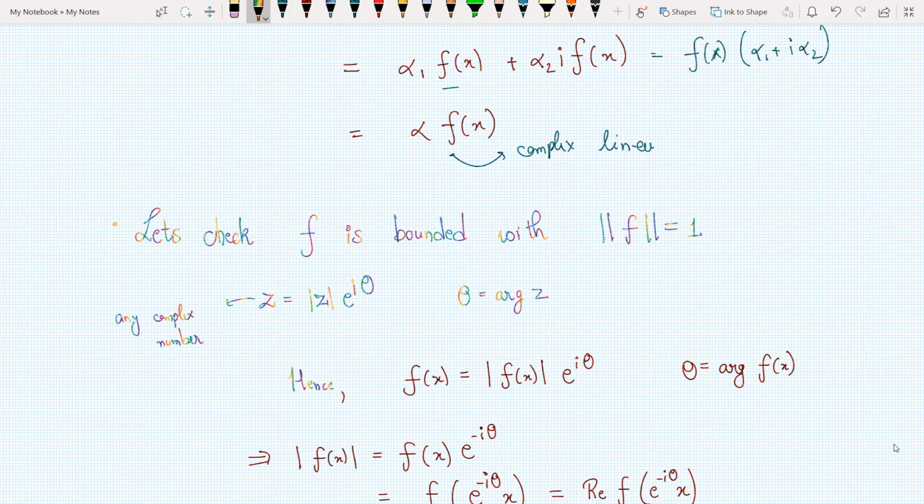Now I know that c is a complex number, and any complex number can be written in this form: mod of c times e to the power i theta, where theta is the argument of c. So this is, again, you need to know at least this much, that any complex number can be written in this form.